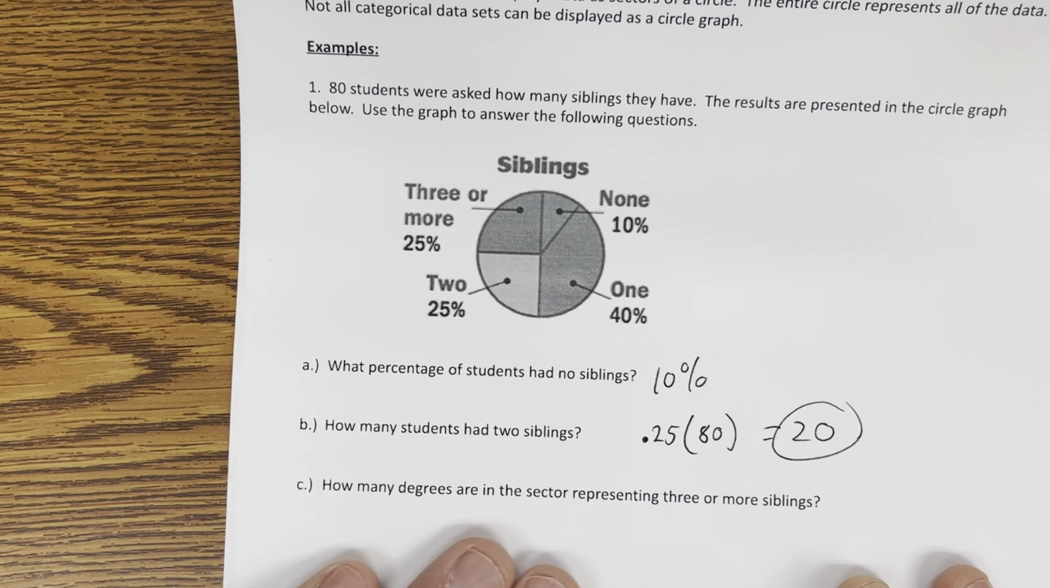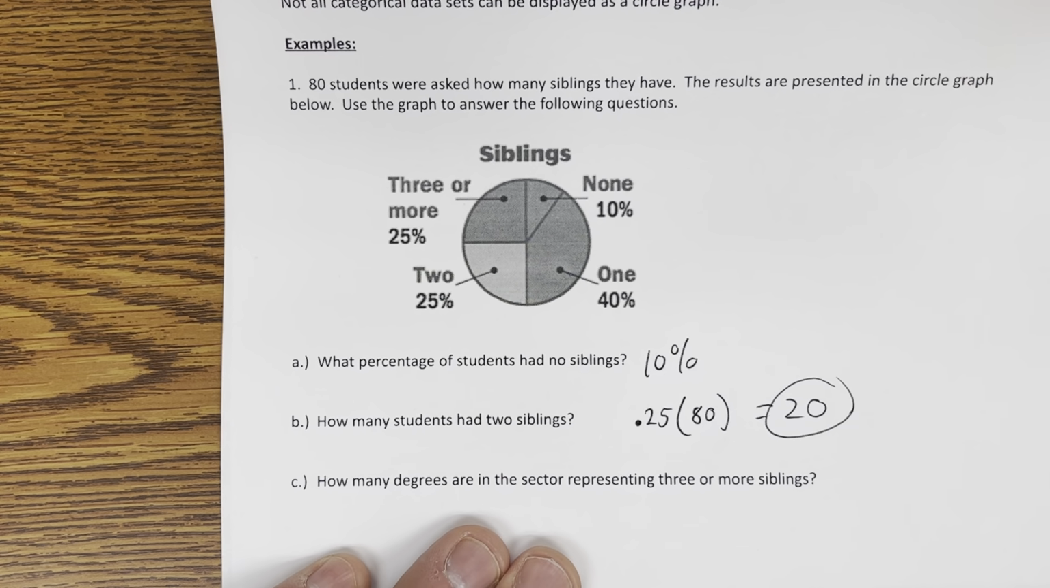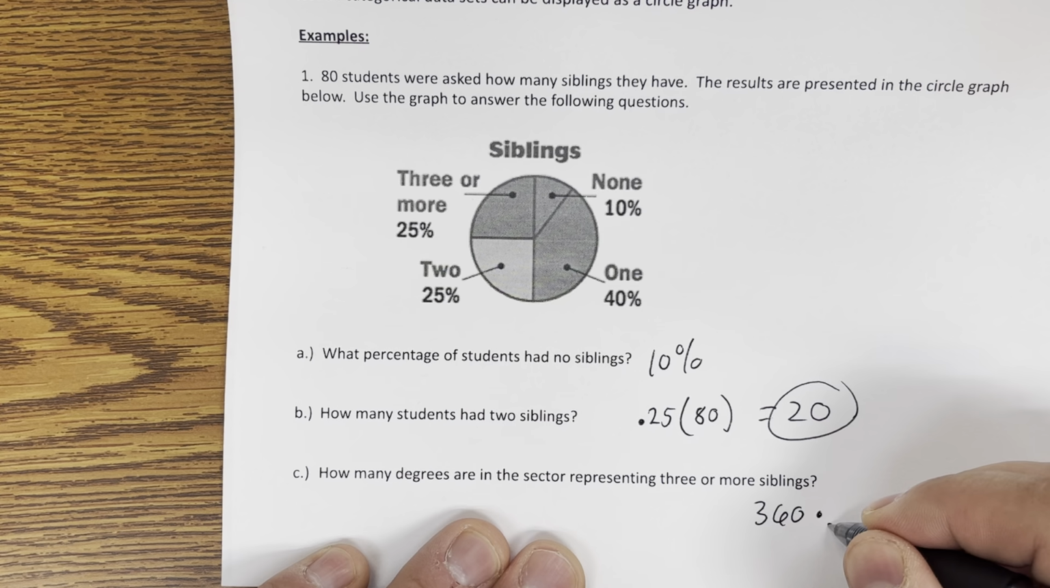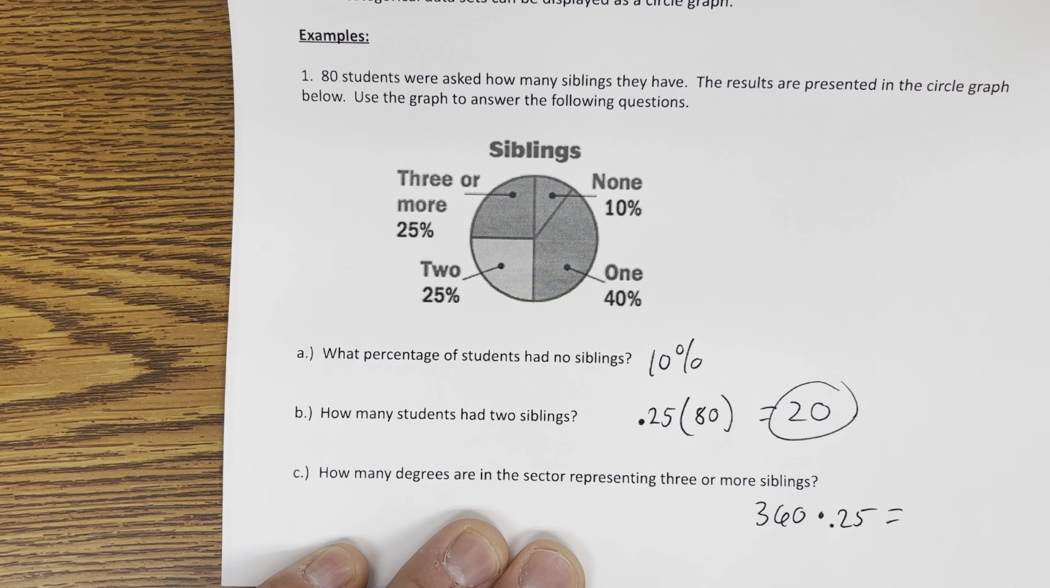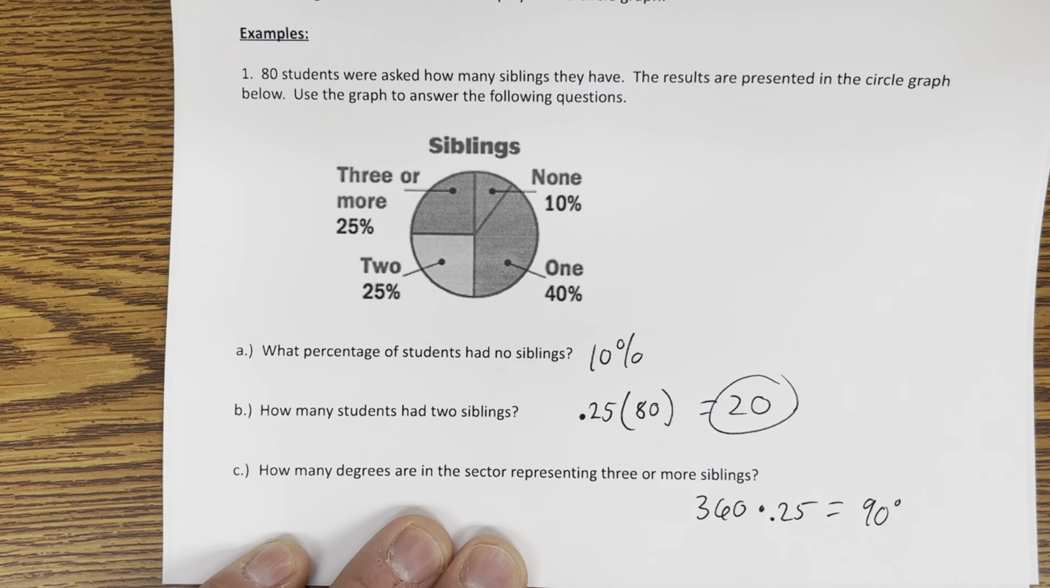And how many degrees are in the sector representing 3 or more siblings? So let's see here, 3 or more is 25% of 360 because there's 360 total degrees. So 360 times 0.25 is equal to 90. Okay, and that's using our circle graph.